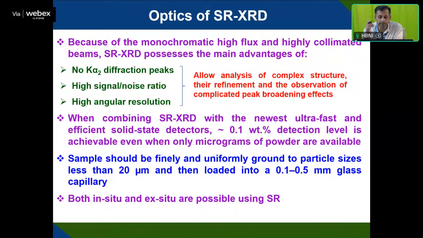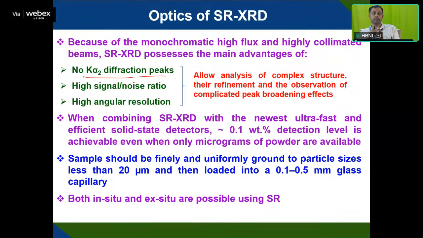So if you see the optics of a small angle XRD, because of the monochromatic, high flux and highly collimated beams, since it is highly collimated, you will not get K alpha 2 diffraction peaks in synchrotron XRD, and you have a high signal to noise ratio as well as high angular resolution. You can even analyze complex structures and do refinement by using the X-ray produced by a single synchrotron X-ray source.